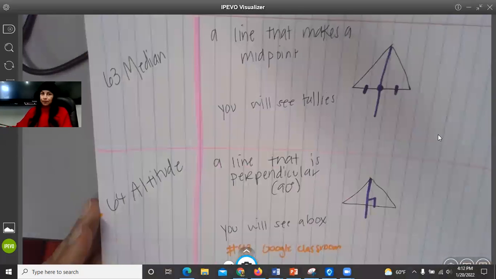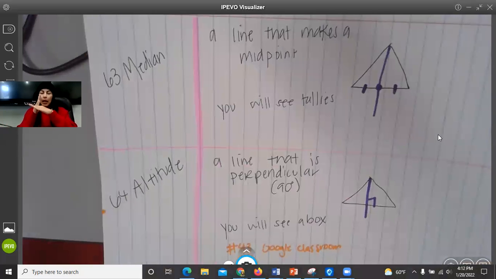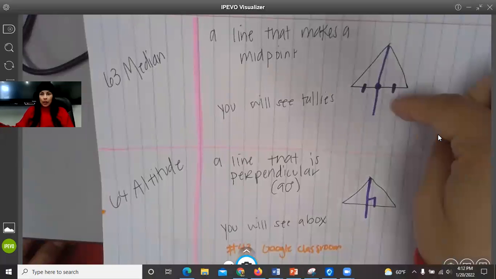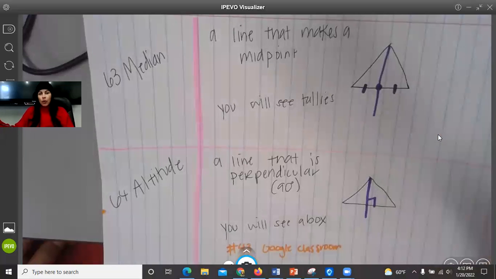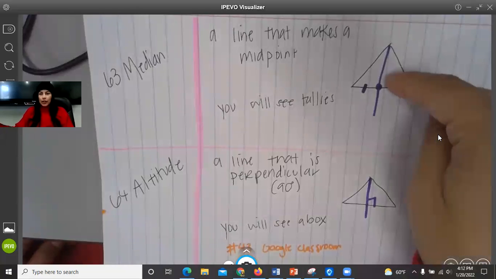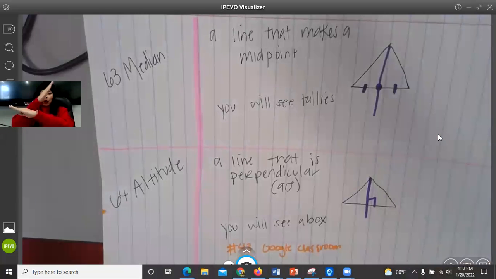Okay, a median. So a median's going to cut a segment, and it's going to create a midpoint. And you're going to see tallies on both sides. That means that both sides are congruent. So you're going to see tallies like you see in this one. It's kind of like 61, the perpendicular bisector, but this one doesn't have to be exactly at 90 degrees. It could cut it at a different angle. It doesn't have to be 90. 61 had to cut it at 90.